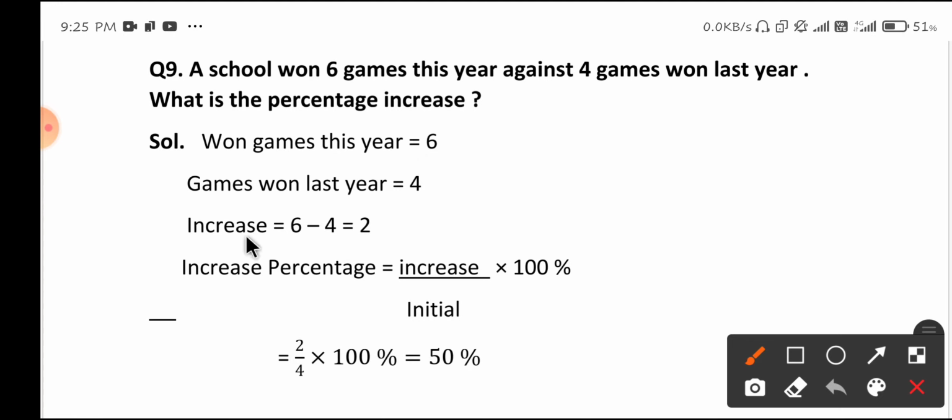So how much games are increased? कितने बढ़े हमारे इस year? 6 minus 4 मतलब 2 हुआ. So how to find the increase percentage? So increase upon initial game.